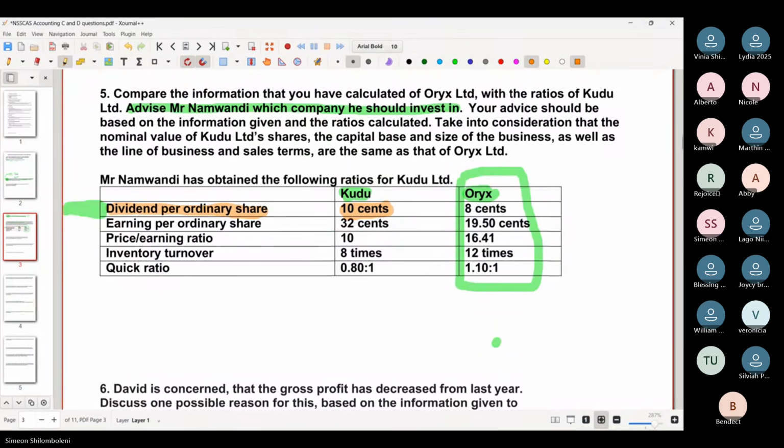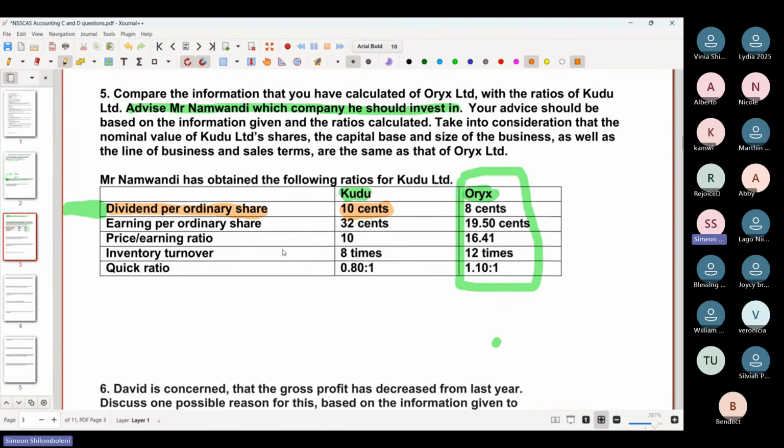Yes. Thank you. Mr. Namwandi will earn 2 more cents when he invests in Kudu compared to when he invests in Oryx. Perfect. That is the answer that the examiner wants. The impact is Mr. Namwandi will earn 2 more cents. It's like an advantage. What is the advantage of doing that?